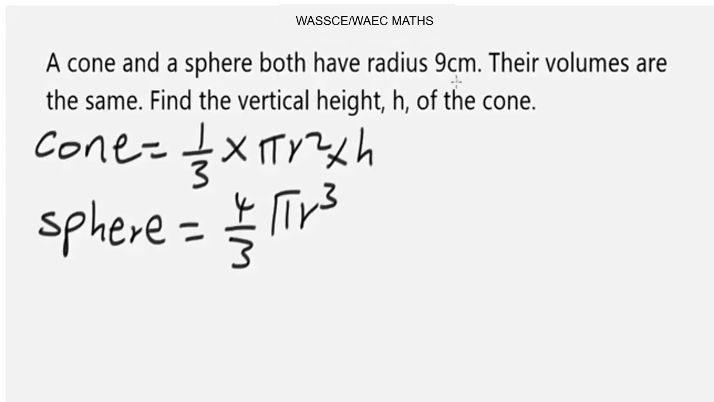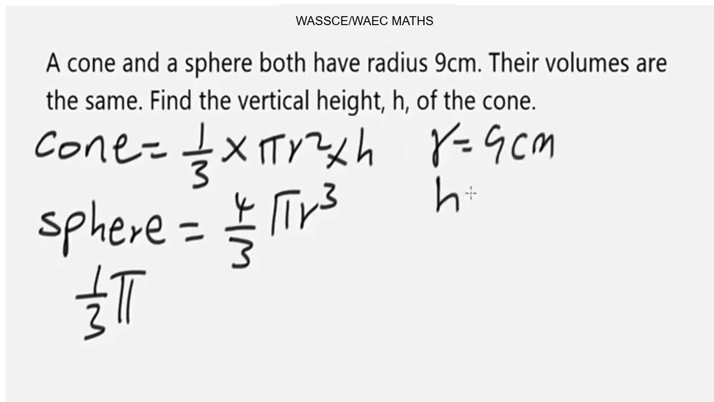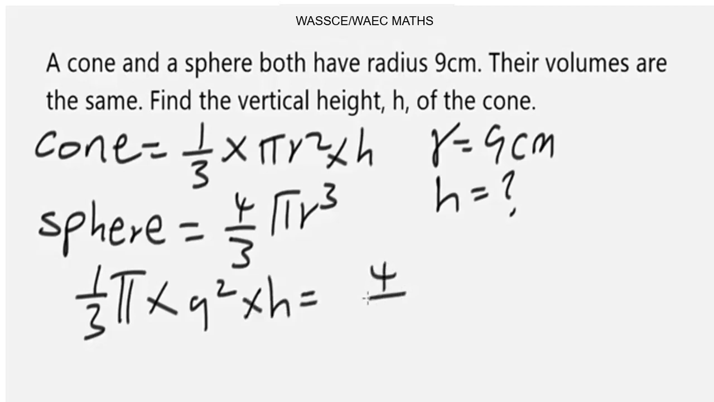So to find the vertical height h of the cone, all you have to do is to equate the volume of the cone to that of the sphere. So it's going to give us 1/3 pi r square h. Firstly, our r is 9 cm, and we are looking for the height. So since our radius is 9, that's 1/3 pi times 9 square times h equals 4/3 times pi times 9 cube.